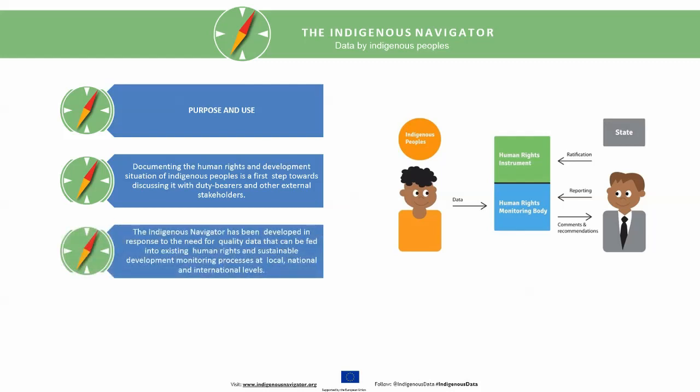The Indigenous Navigator has been specifically developed in response to the need for quality data that can be fed into existing human rights and sustainable development monitoring processes at the local, national, and international levels. As Indigenous people create data, they feed into the human rights instruments and human rights monitoring bodies, and the state is also able to feed into the discussion through the ratification and reporting, as well as receiving comments and recommendations.